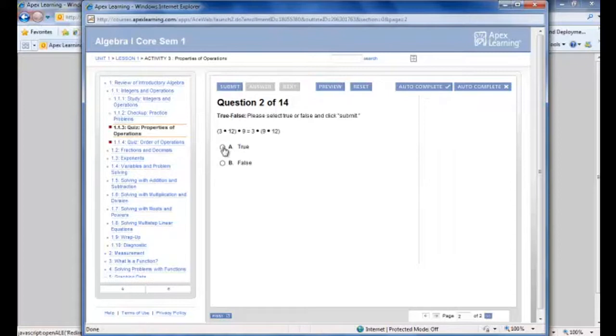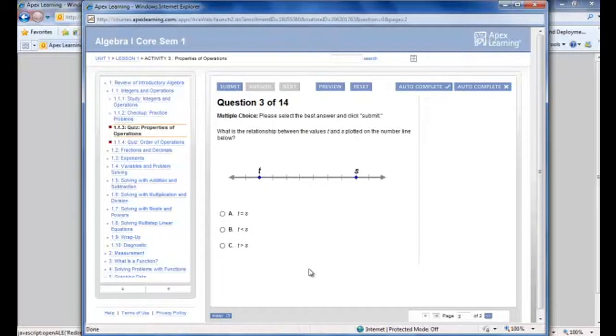Are these the same thing? True. Submit. Next. So you can see how these might go pretty quickly. S is bigger than T, so we'll do this. There are 14 questions on this test. It tells me what question I'm on.